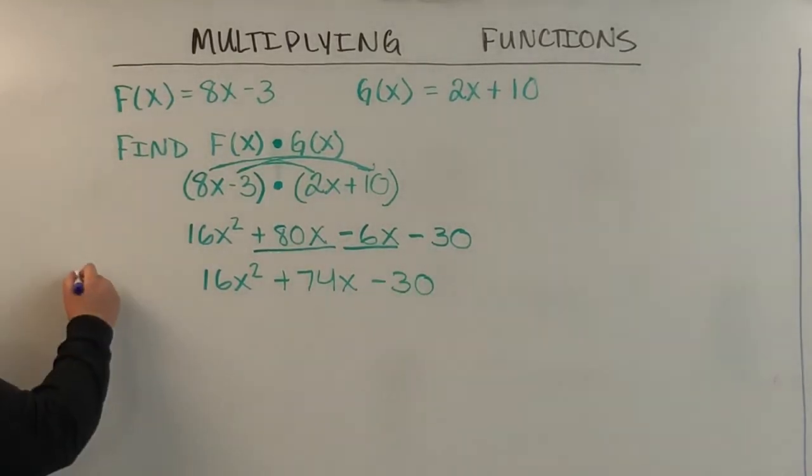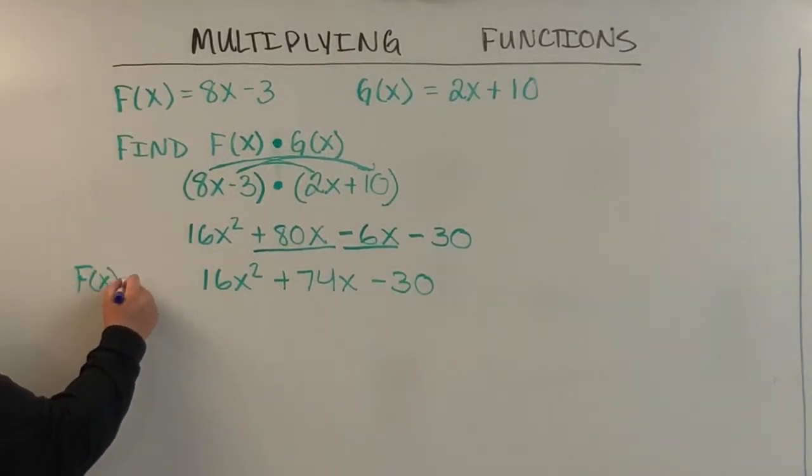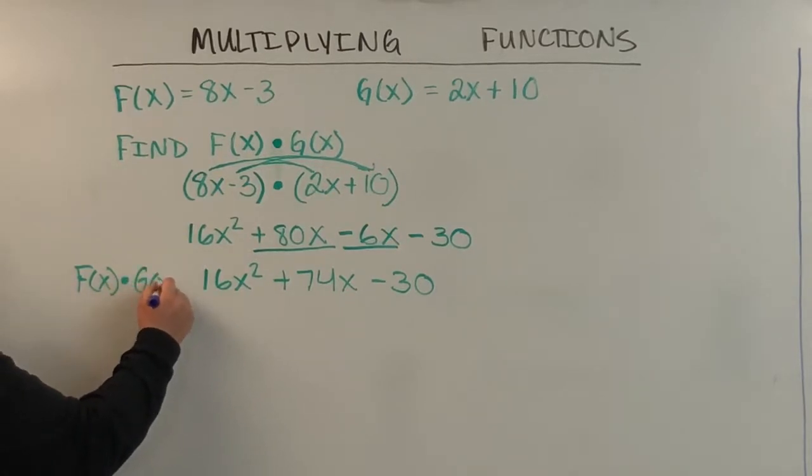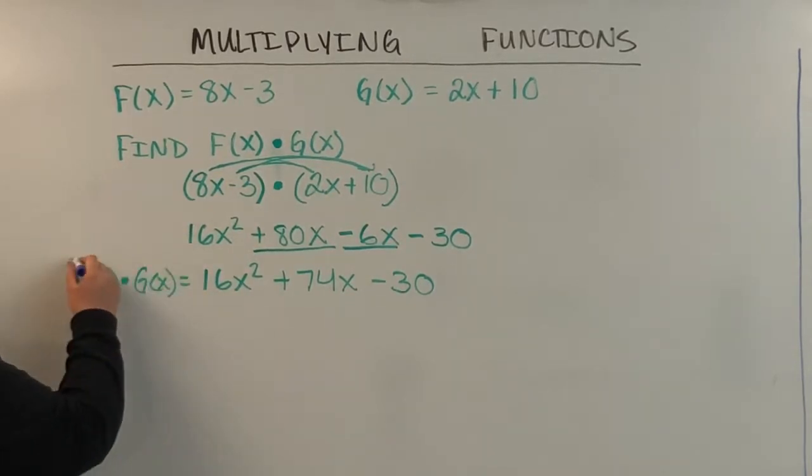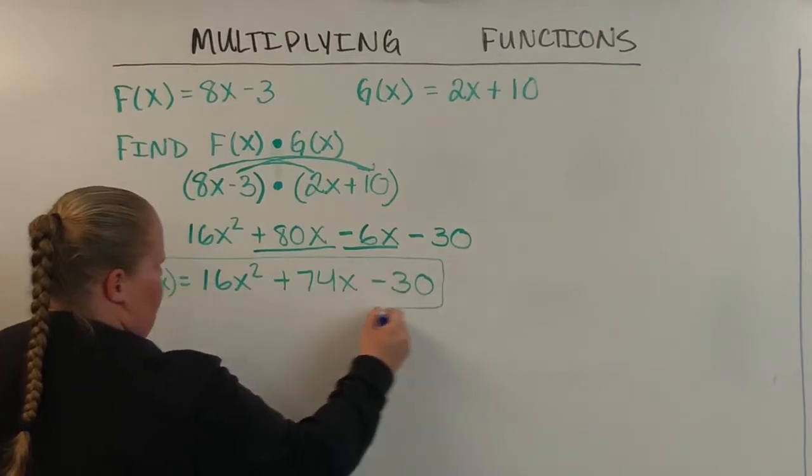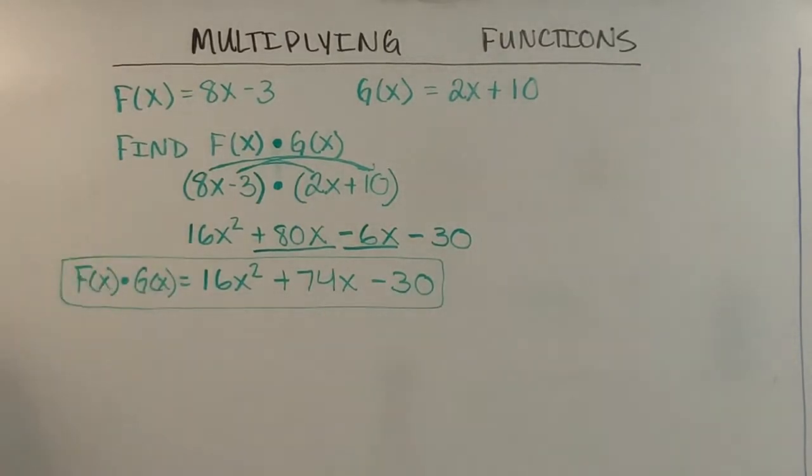So this is going to be f of x times g of x. We're not being asked to plug in anything for x. I can't combine any other like terms, so this is where we stop.